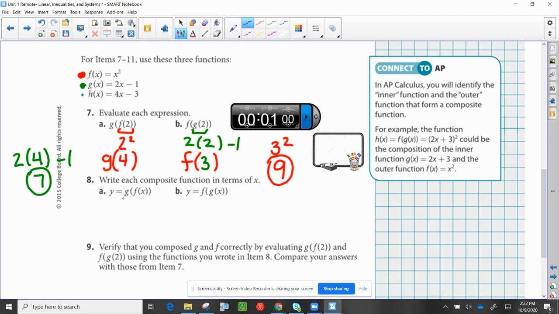So this is kind of opposite. Yesterday I said we start with the outer function and I would rewrite this. So my g function, I'm just going to rewrite as 2x minus 1. But in the place of the x, I'm going to leave a blank. And what do I put in that blank? I put in the f of x function. So f of x is x squared. I'm going to substitute that in. So now we have 2 times x squared minus 1. Just gives me that function, 2x squared minus 1. So this is g of f of x.